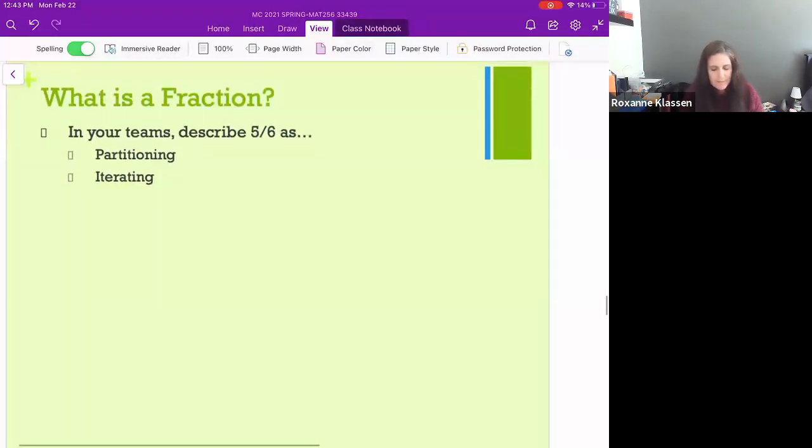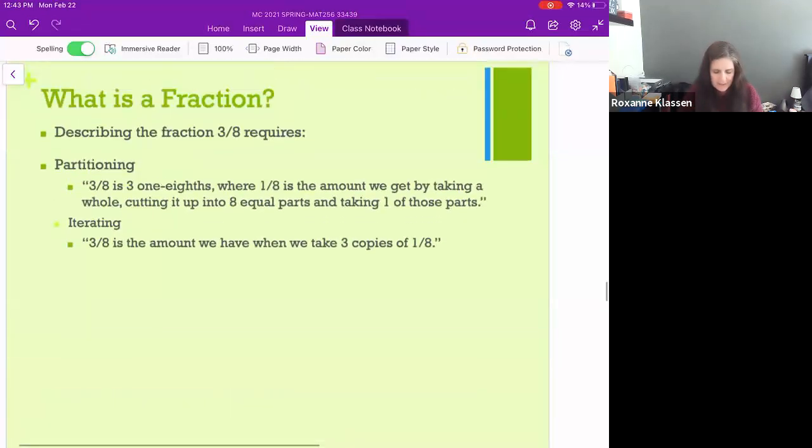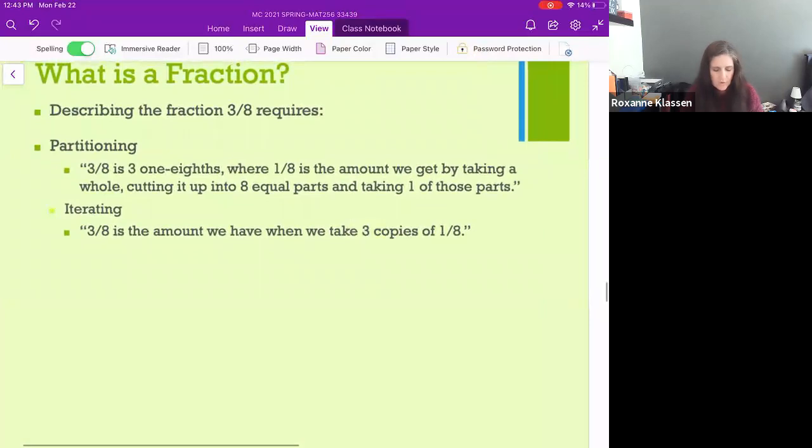So I want you to think about 5/6 as partitioning versus iterating, how you would describe it. I'll go back, just remember 5/6, okay? I'll go back to here. So how would you describe 5/6 using partitioning and then using iterating?